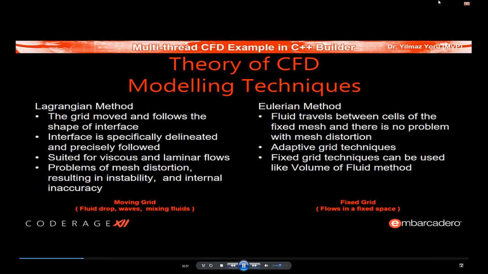with mesh distortion. Adaptive grid techniques can be used, and fixed grid techniques also can be used, like the volume of fluid method. Briefly, the Lagrangian method means moving grid, and the Eulerian method means fixed grid. Moving grid is something like fluid drops, waves, mixing fluid. And fixed grid is flow in a fixed space, in a duct, in a channel, flow over a car, over any object, something like that.